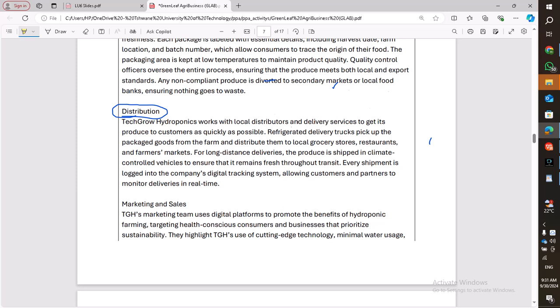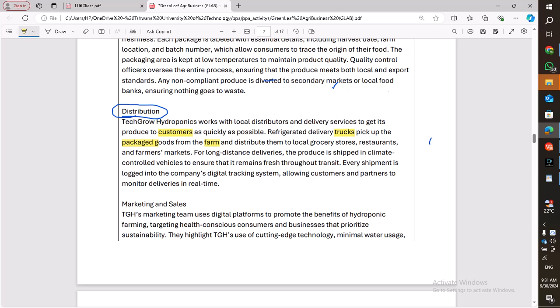Tech-draw hydroponics works with a local distribution delivery service to get its produce to the customer. The customer is a noun. As quickly as possible. Refrigerated delivery driver. This is a truck. It's also a noun. Pick up the packaged goods. That's the package. It's a noun. From the farm. The farm is the place. It is a noun.